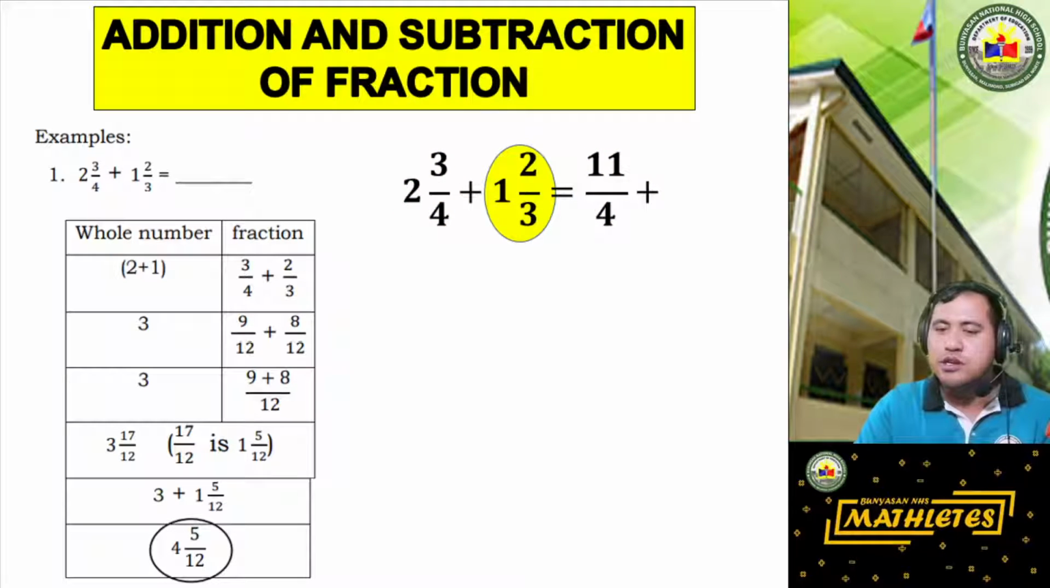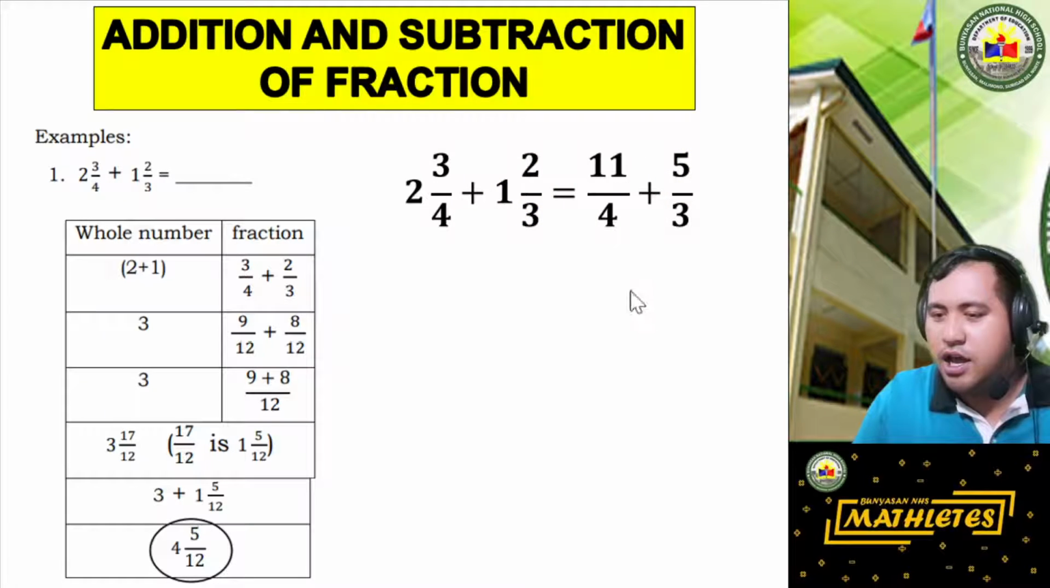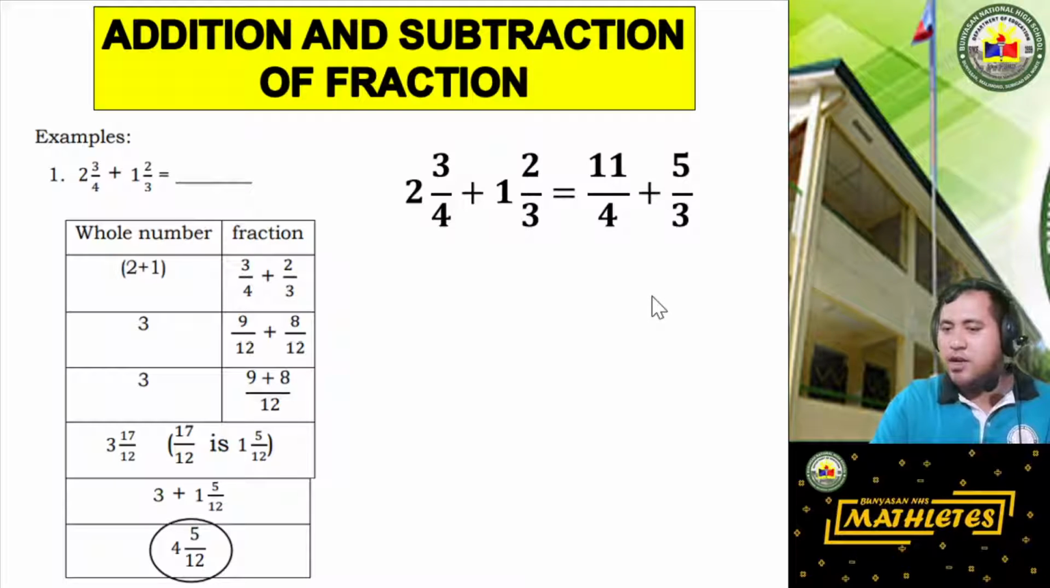1 and 2/3. So, 3 times 1 is 3 plus 2, 5. So, nagiging 5/3. So, ito na: 11/4 plus 5/3. Pwede natin gamitin yung cross multiplication, yung trick natin kanina.